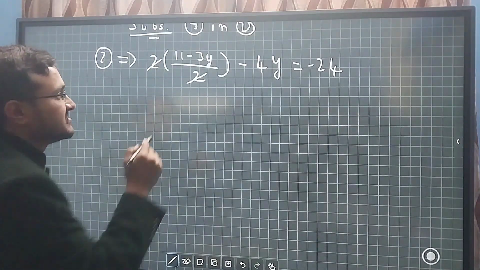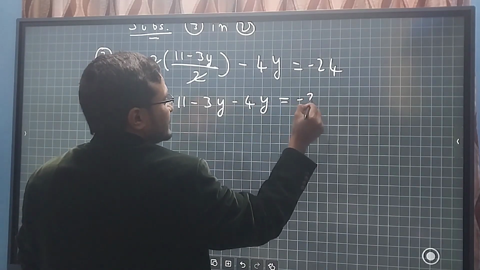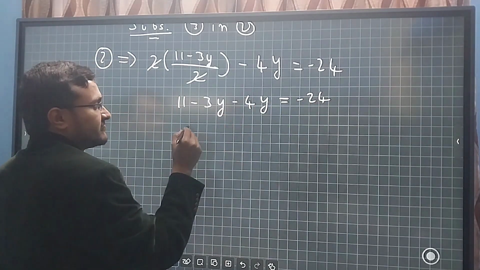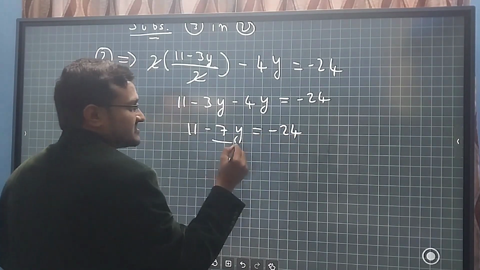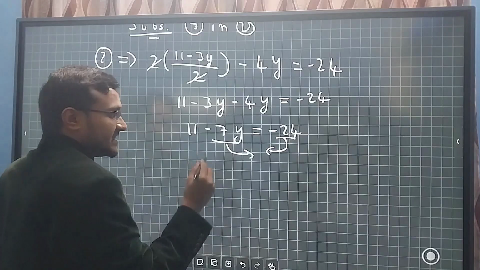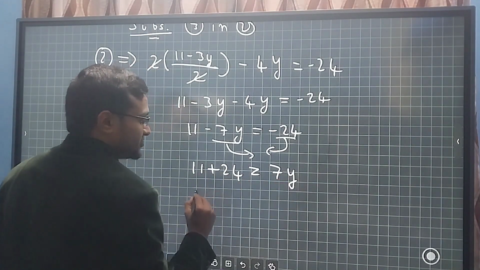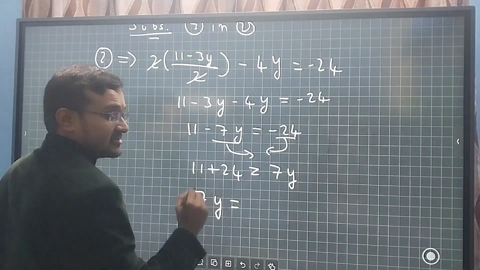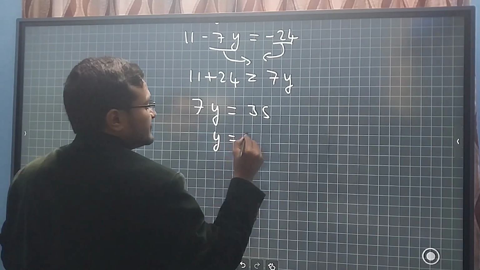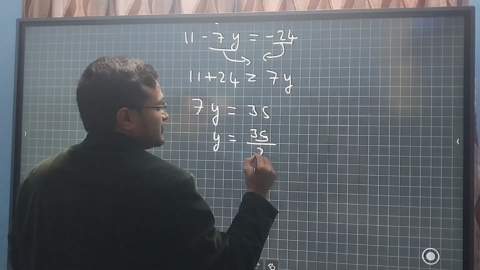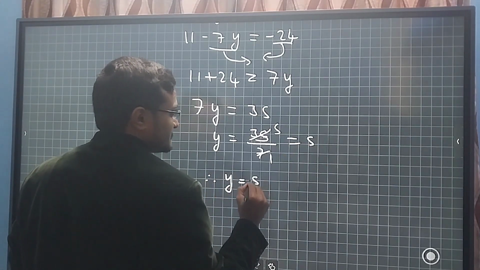Here the 2s cancel each other. So 11 minus 3y minus 4y is equal to minus 24. Minus 4y minus 3y will be minus 7y is equal to minus 24. This 7y you can take to the RHS, and this minus 24 you can take to the LHS. Then it becomes 11 plus 24 is equal to 7y, that is, 7y is equal to 35. So y is equal to 35 divided by 7. 7 fives are 35. Therefore we get the y value as 5.